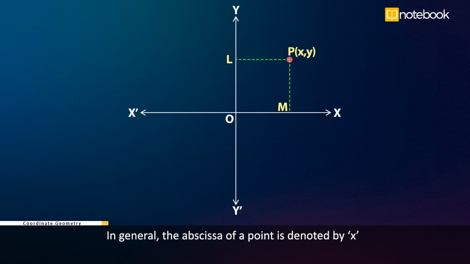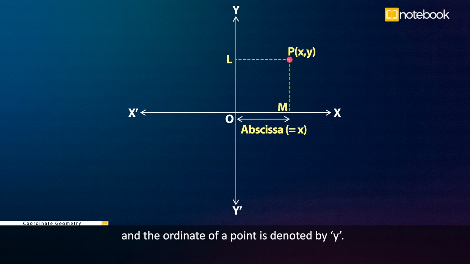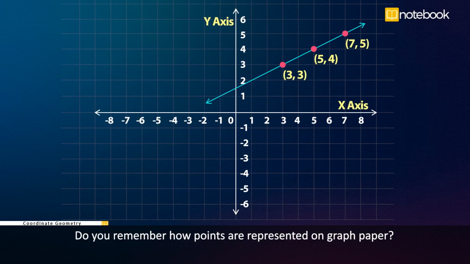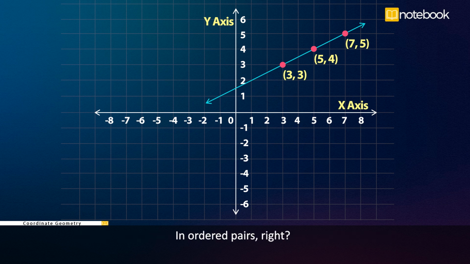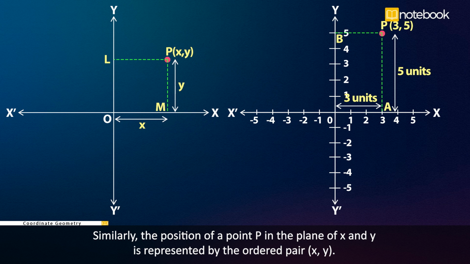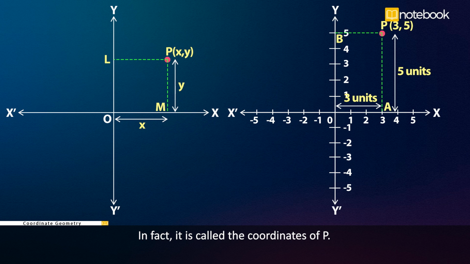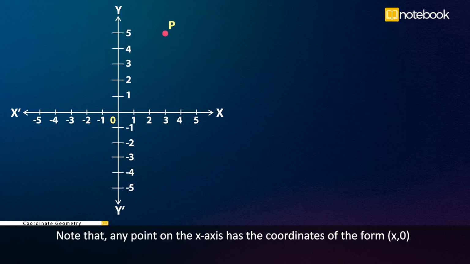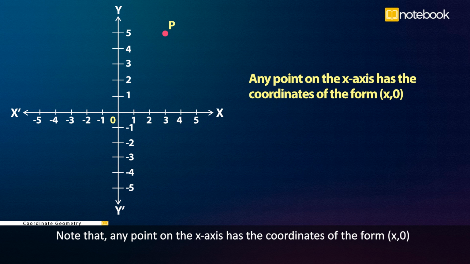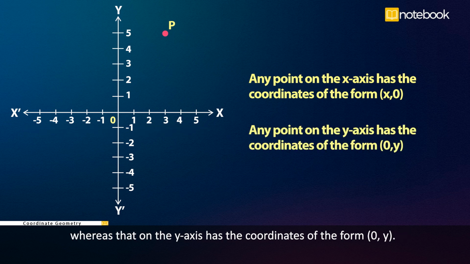In general, the abscissa of a point is denoted by small x and the ordinate of a point is denoted by small y. Do you remember how points are represented on the graph paper in ordered pairs, right? Similarly, the position of a point P in the plane of x and y is represented by the ordered pair (x, y). In fact, it is called the coordinates of P. Note that any point on the x-axis has the coordinates of the form (x, 0), whereas that on the y-axis has the coordinates of the form (0, y).